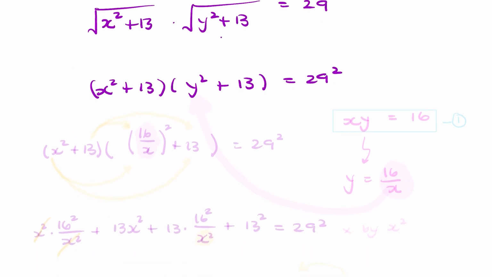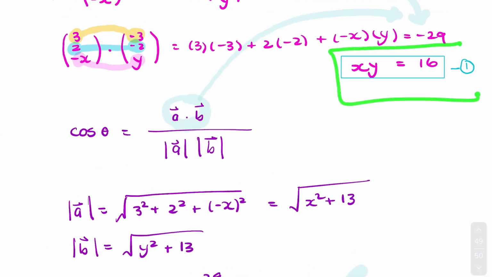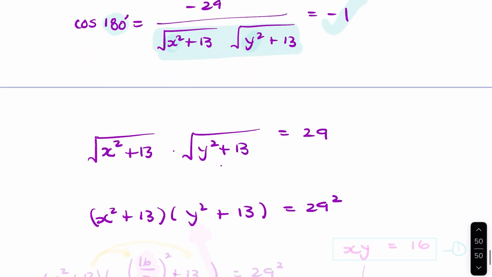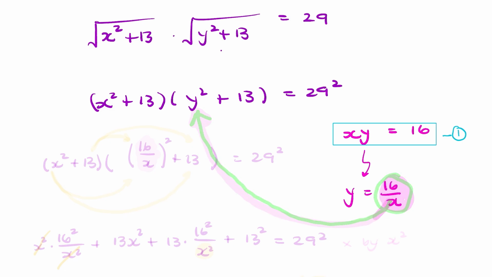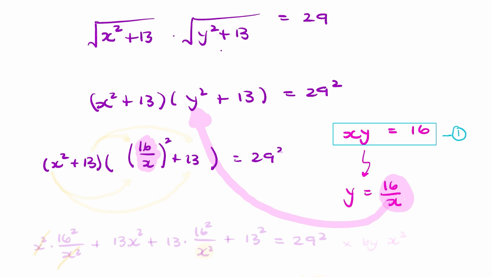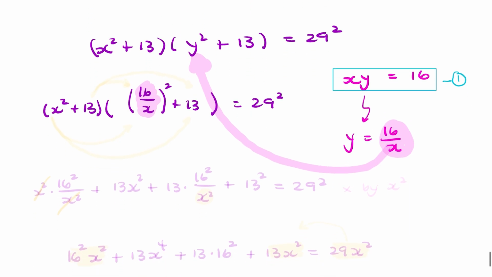Now we can go back to equation 1 that we saved earlier and replace y, for example. We can say y is 16 over x, and then we can substitute that instead of y. So we'll then have an expression that looks something like this: x squared plus 13 times (16 over x, which is our y) squared plus 13 equals 29 squared. Now we have an equation with a single unknown. It's a bit cumbersome, but eventually it is solvable.